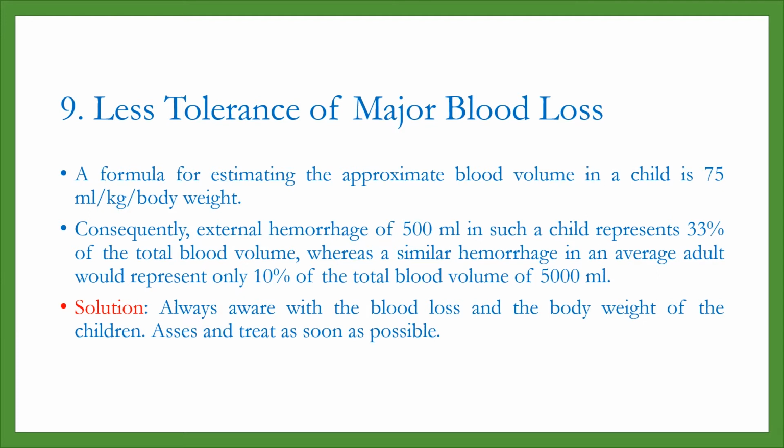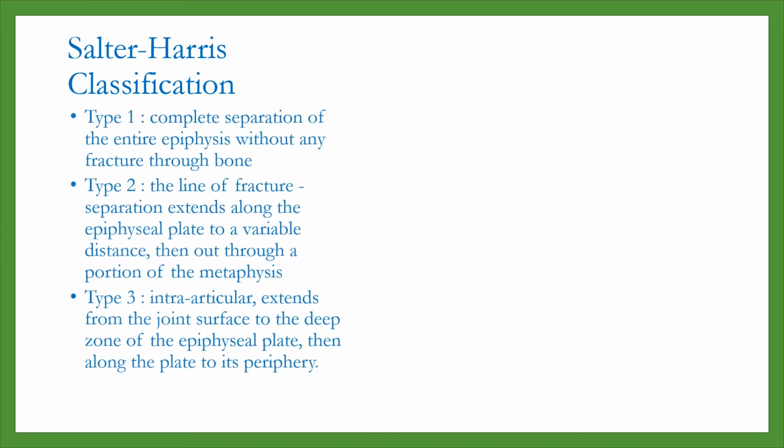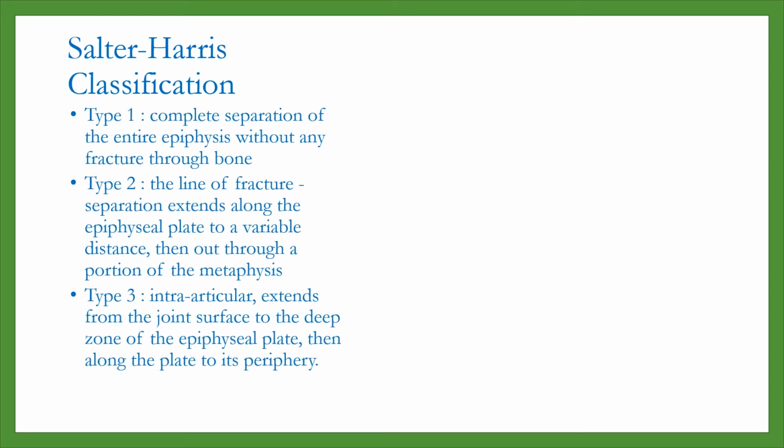Specific fractures in children. Salter-Harris classification. Type 1: complete separation of the entire epiphysis without any fracture through the bone. Type 2: the line of fracture separation extends along the epiphyseal plate to a variable distance, then out through a portion of the metaphysis. Type 3: intra-articular, extending from the joint surface to the deep zone of the epiphyseal plate, then along the plate to its periphery.